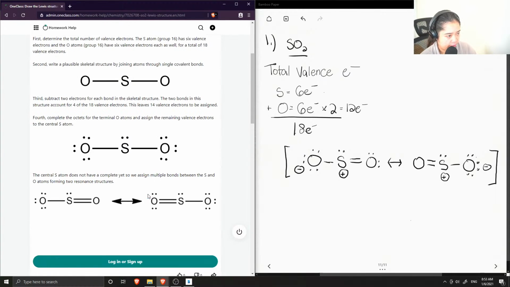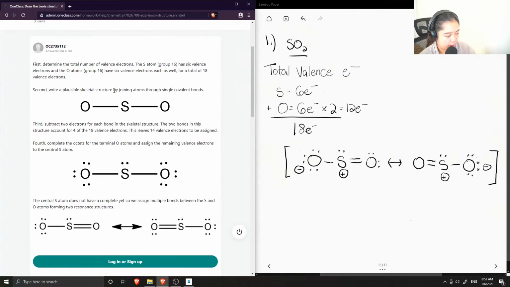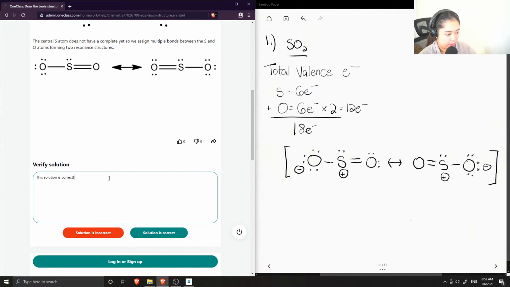Not sure if the question asked to add formal charges, but I'll just add that for the resonance structures. The sulfur atom will have a positive charge and the single bonded oxygen will have a negative charge.